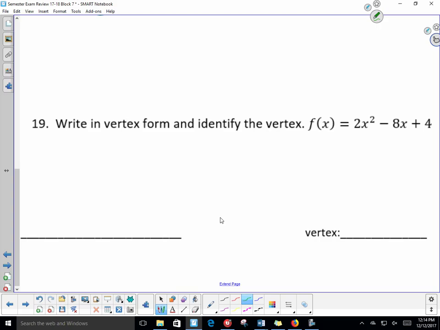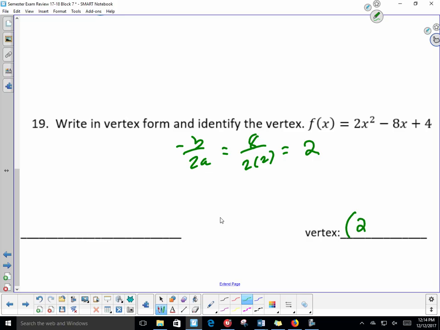Negative b over 2a, sticking with that. So in this case, I'm going to do 8 over 2 times 2, which is 2. So the x coordinate of my vertex is 2.